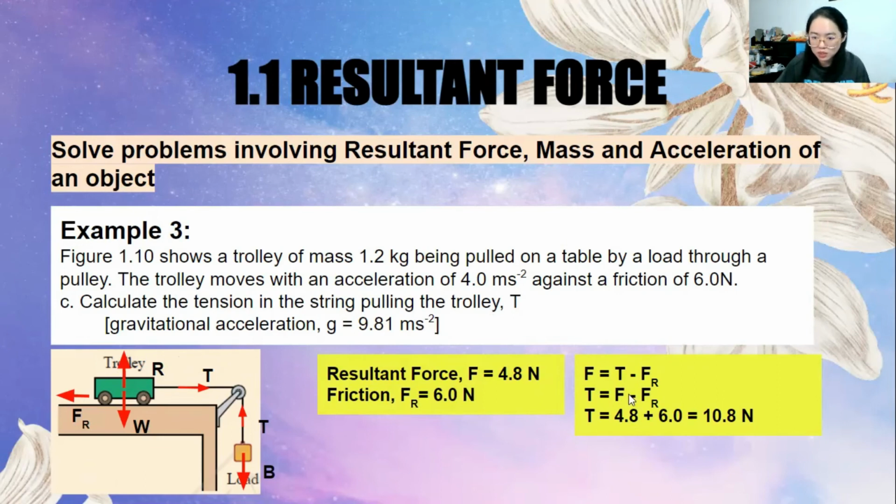Sorry, this one should be positive. I mistyped here, this is a typing error. This one should be positive. I bring this FR to the front, so I have F plus FR. So 4.8 plus 6, I have 10.8 Newton. So that's how it is.